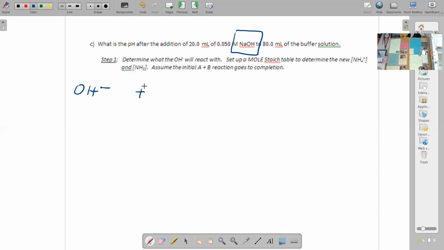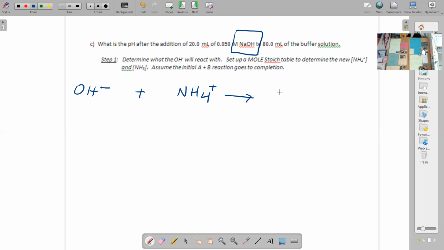What part of the buffer system is going to neutralize the OH minus? The acid part. What's the acid part of the buffer? NH4 plus. So you had to make a decision. The OH minus is going to react with the NH4 plus, the acid part of the buffer. Notice what kind of arrow I used. This is not equilibrium, folks. The OH minus is going to react with the NH4 plus until you run out of something.